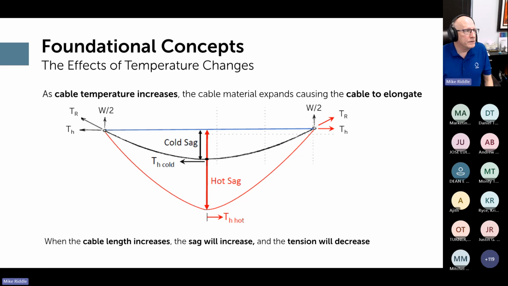Now, what about temperature changes? As cable temperature increases, the cable material expands, which causes a cable to elongate. When cable length increases, the sag will increase too. It has to. It's the only possible outcome. And the tension will decrease. So going back to those previous relationships, sag increases, so tension has to decrease. This is only thinking about cable temperature, not wind and ice loading. We'll think about that later.